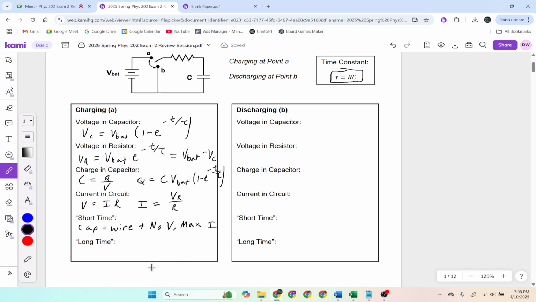And then the last thing we have is long time. And the wording in the question would be after the switch has been closed for a long period of time, or something along those lines. We say the capacitor is an open circuit. And what that means is the capacitor has all the voltage, but there's no current. Current 0. Any questions on any of that?